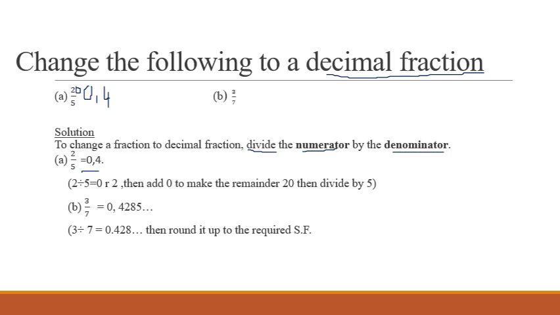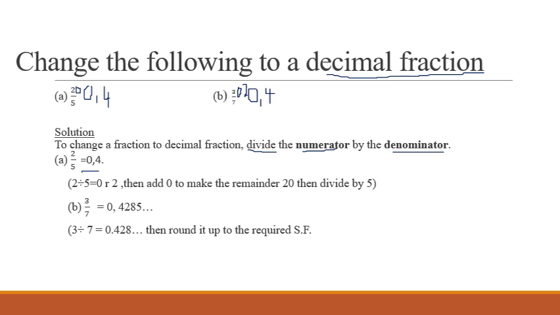Let's go to this second one. 3 divided by 7. Applying this numerator divided by denominator, we say 3 divided by 7. Again, it is 0. We add a 0 here to 3, it becomes 30. Again, we put a comma. 30 divided by 7, it's 4. Right. This one is giving us a remainder of 2.